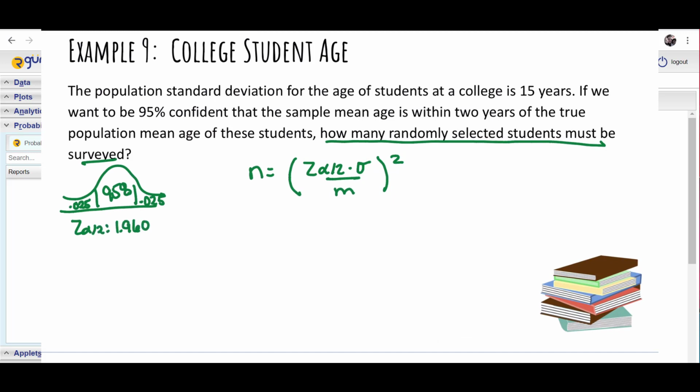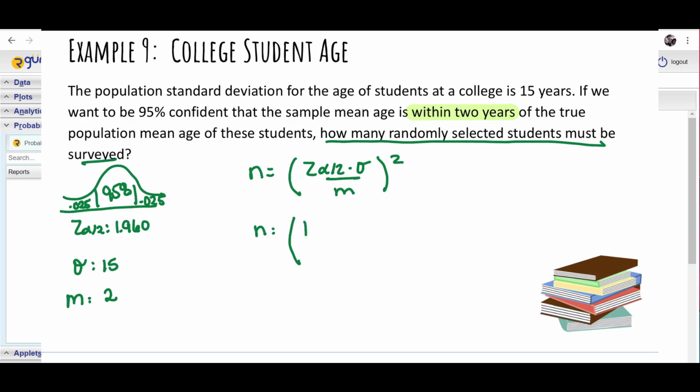All right. Our sigma was 15. And our margin of error, how do you find that? That is right here. When they talk about within a certain amount, that is your margin of error. So the margin of error in this case is 2 years. All right. So here we go.